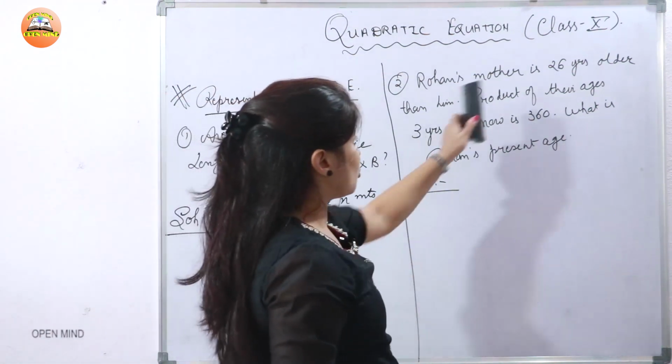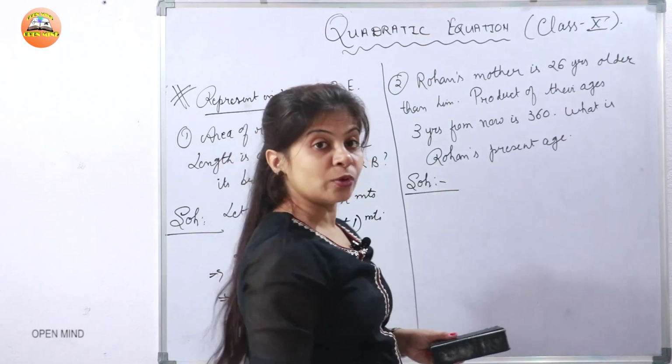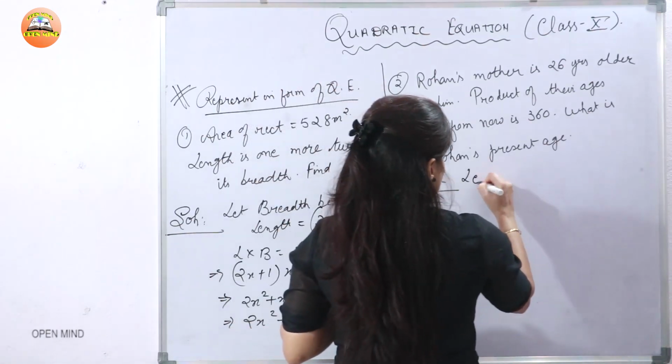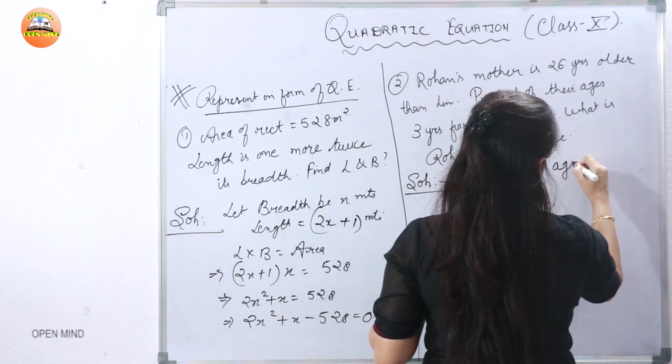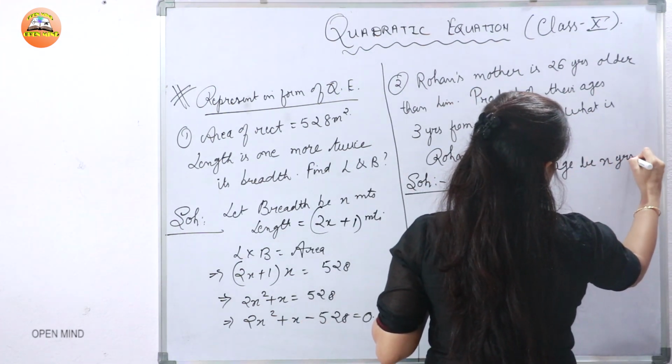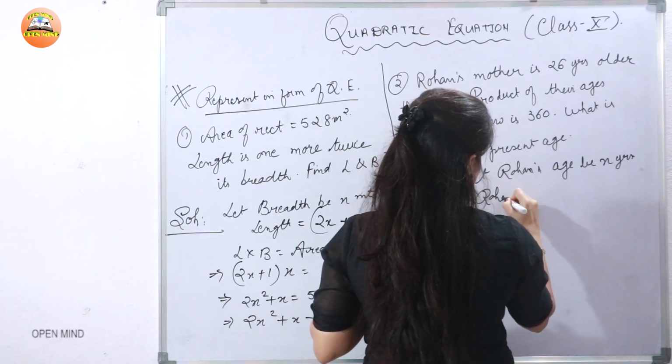Now see another question. Rohan's mother is 26 years older than him. So let Rohan's age be x years. What will be Rohan's mother's age?